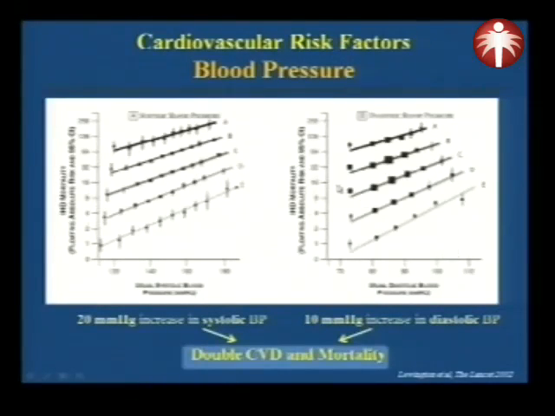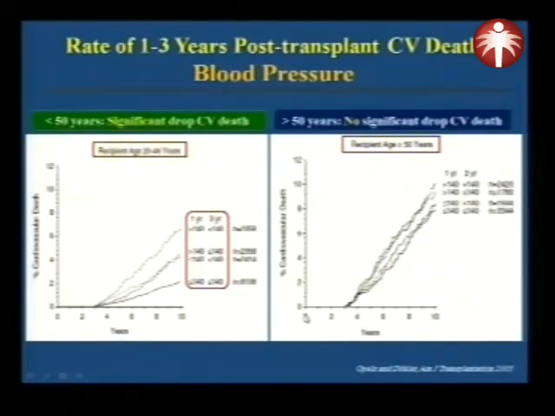This is a very nice graph to show you really the influence of increase in blood pressure. Here you can see the systolic blood pressure increased by 20 millimeters of mercury, and here the diastolic blood pressure increased by 10 millimeters of mercury. So if you have an increase in systolic of 20 millimeters of mercury and diastolic of just 10, that will double the cardiovascular disease risk and mortality in these patients.